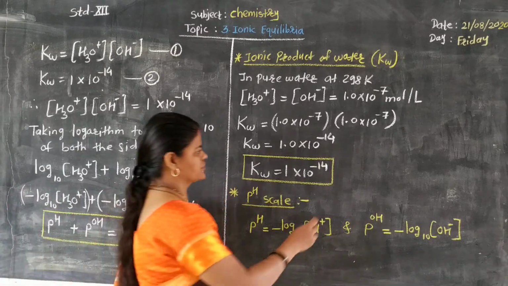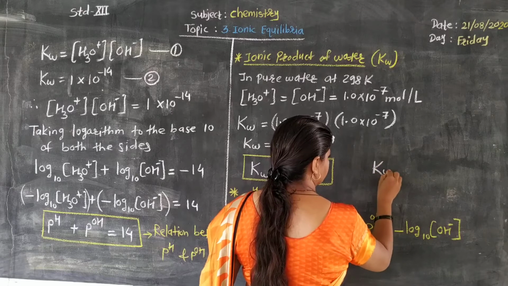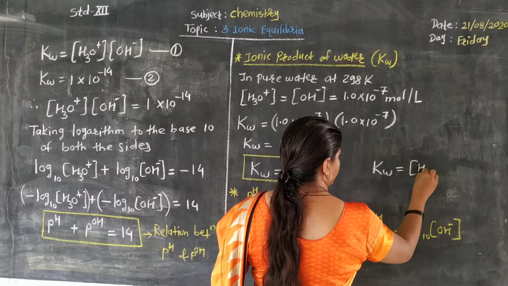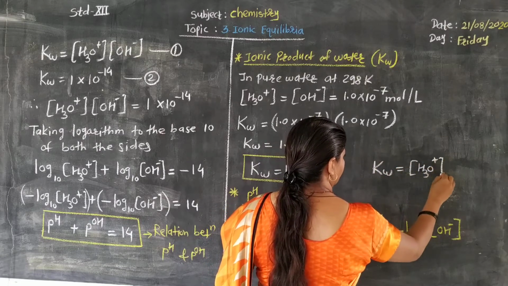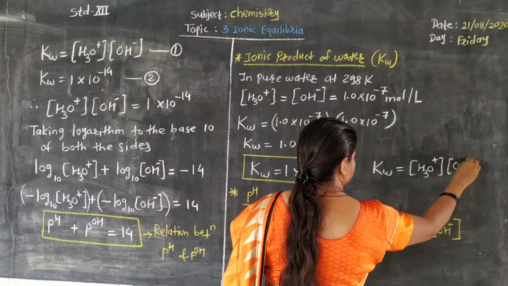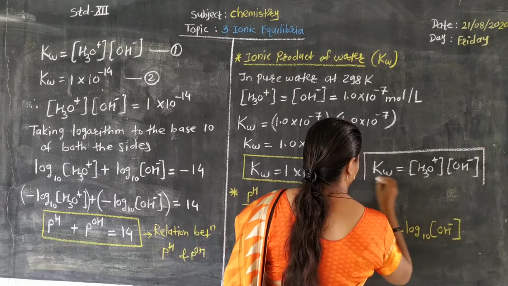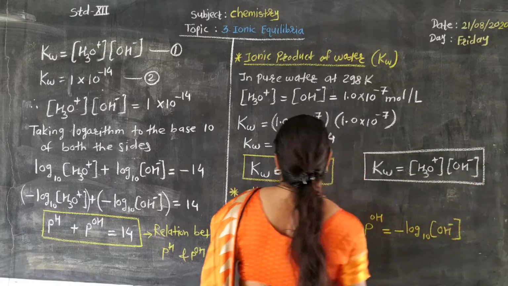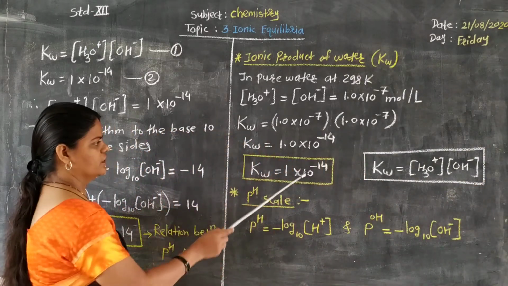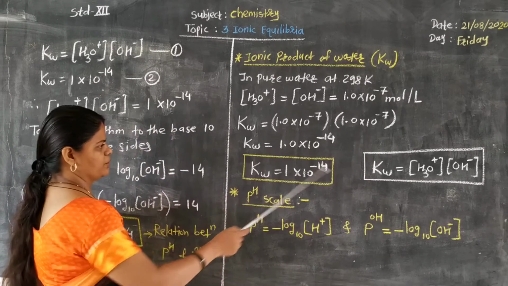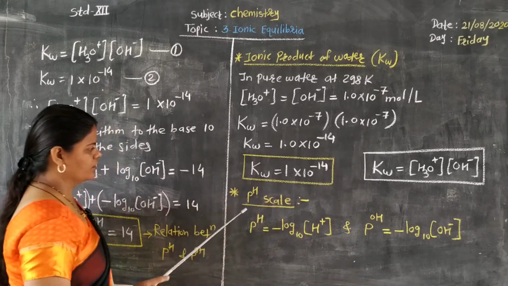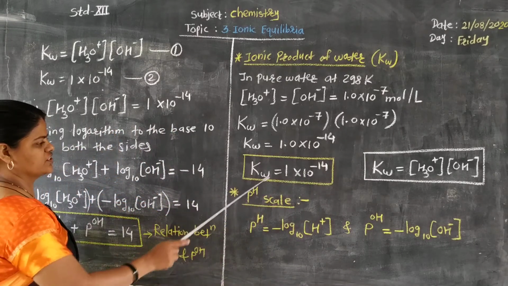The first formula we studied was Kw is equal to equilibrium concentration of H3O plus into equilibrium concentration of OH minus, and the second formula we studied is Kw is equal to 1 into 10 raised to minus 14. These are two relations for the ionic product of water. Now the next article is the pH scale.